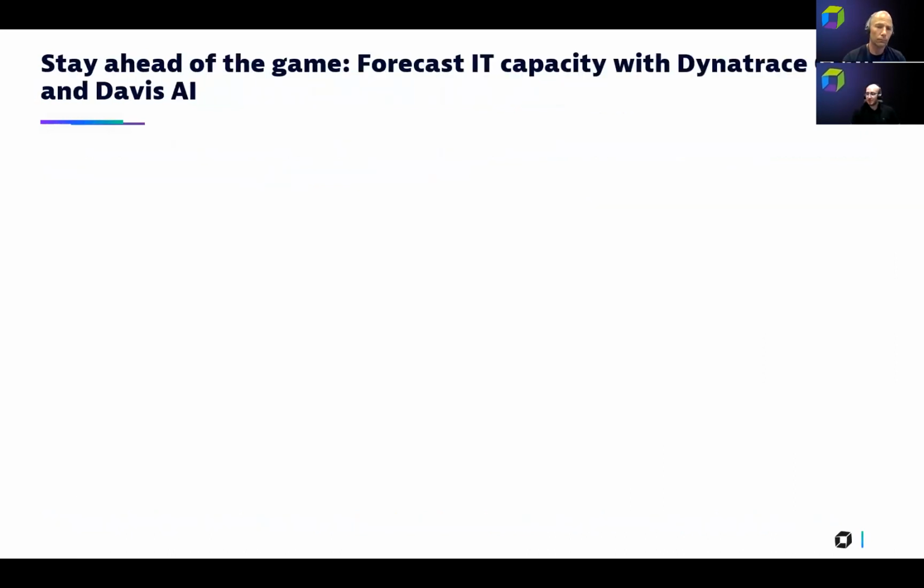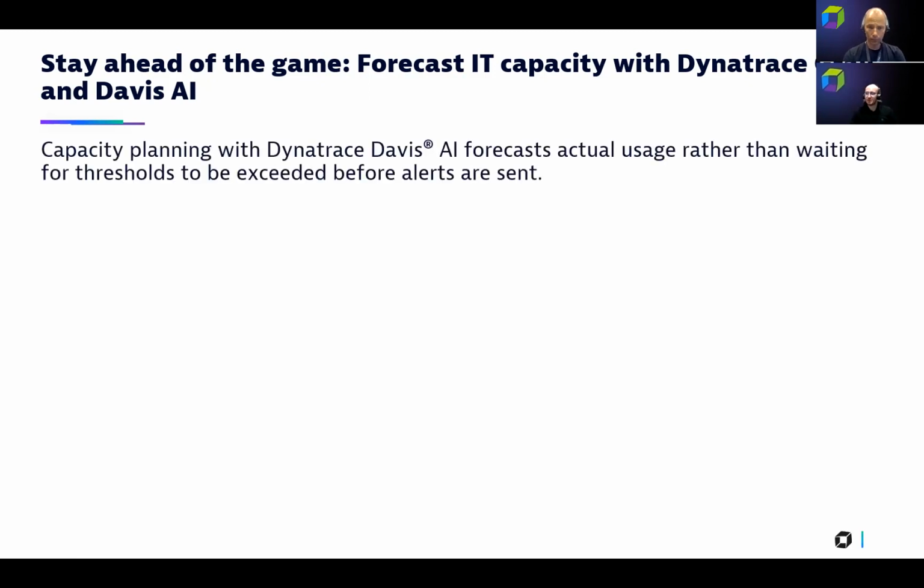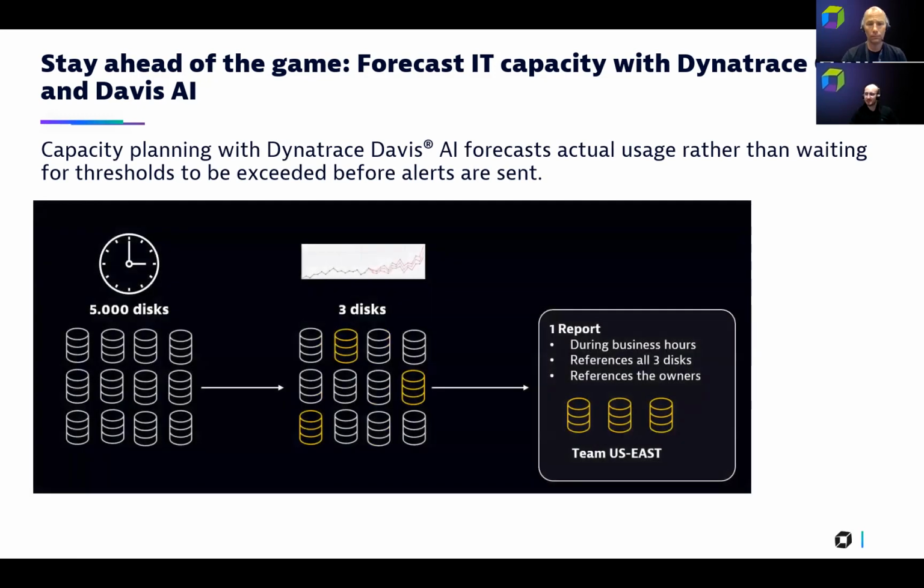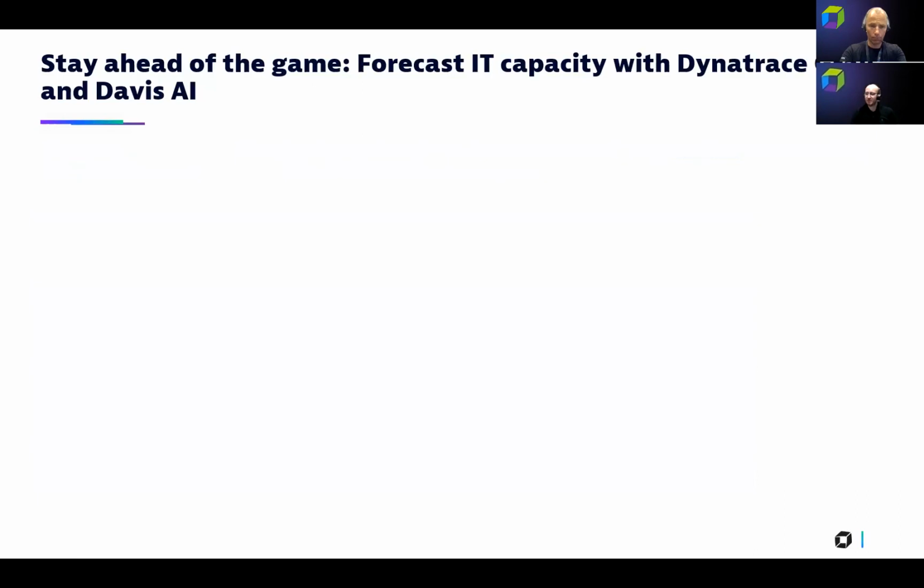Another very powerful functionality is that we can forecast your IT capacity by using our Grail and Davis AI integration. With capacity planning in Dynatrace, we are focusing on alerting you proactively rather than waiting for thresholds to be exceeded. This is just one example you see. It's explained in a great way in the blog post, and you can get all these details with the capacity management scenario. We also have an observability link about this, just for information, guys. I will also share this link with you in one of our next pages.